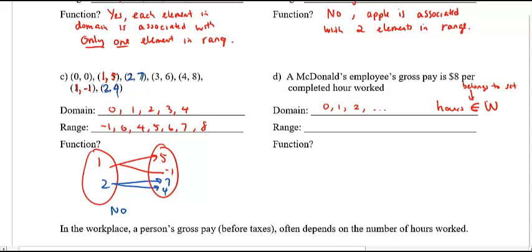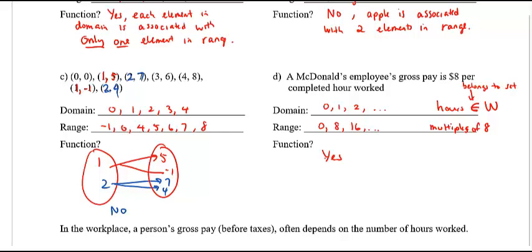And then the range, well, if you're going to pay $8 per hour, it's either 0, 8, 16, and so forth. So it has to be multiples of 8. And is this a function? You bet, because for each hour worked, you can only get one number or one payment amount.